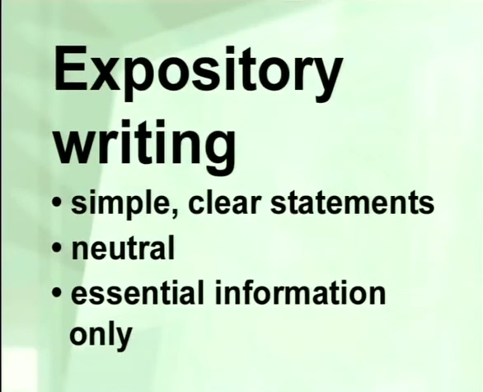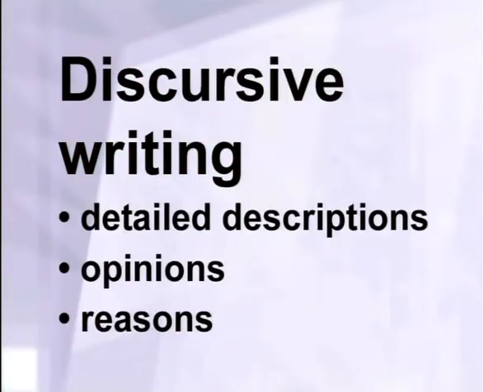You understand that expository writing is factual, unbiased, and discursive writing has more to do with opinion and proving those opinions. So in fact, let's define them closely. In expository writing, you use simple, clear statements, you use neutral statements, and you give essential information only. When you're looking at discursive writing, you give detailed descriptions, you're able to state your opinions, and you give reasons to substantiate what you're claiming.